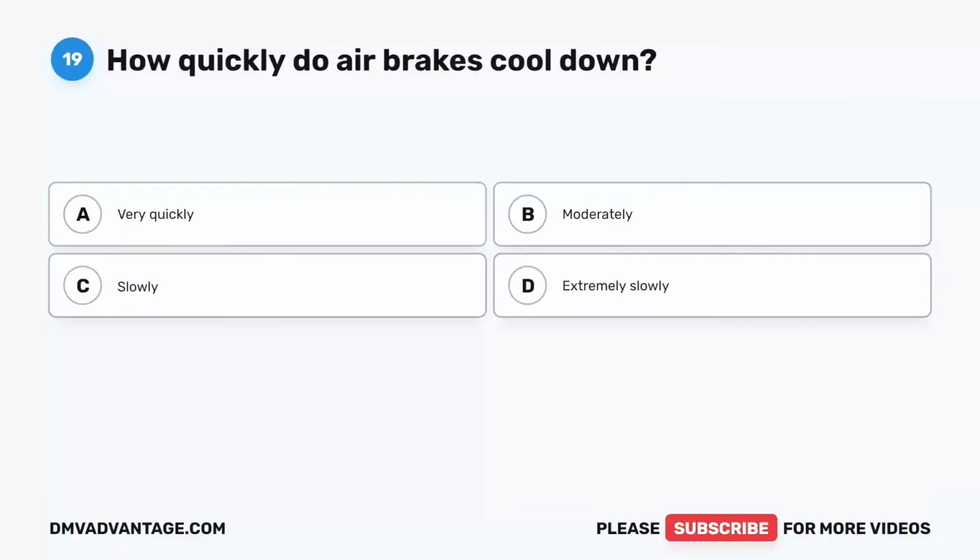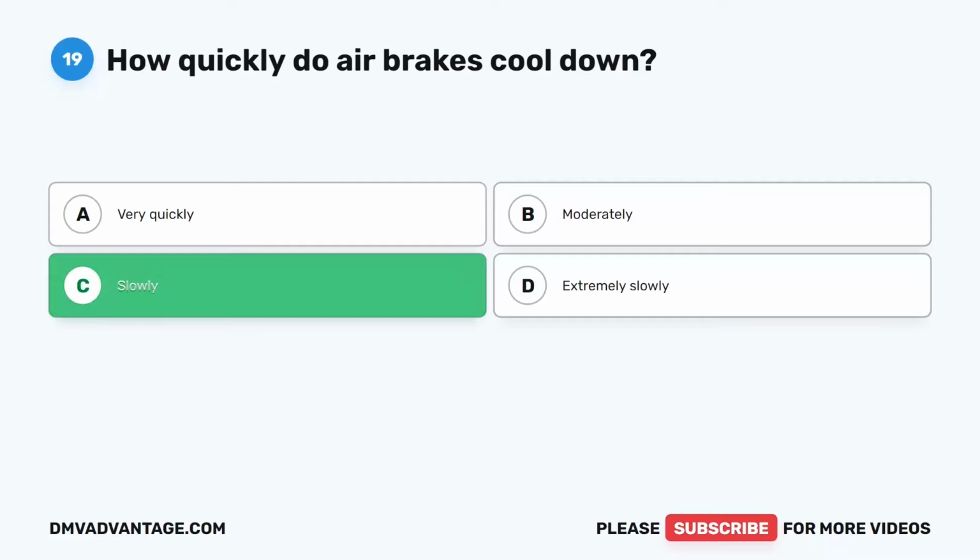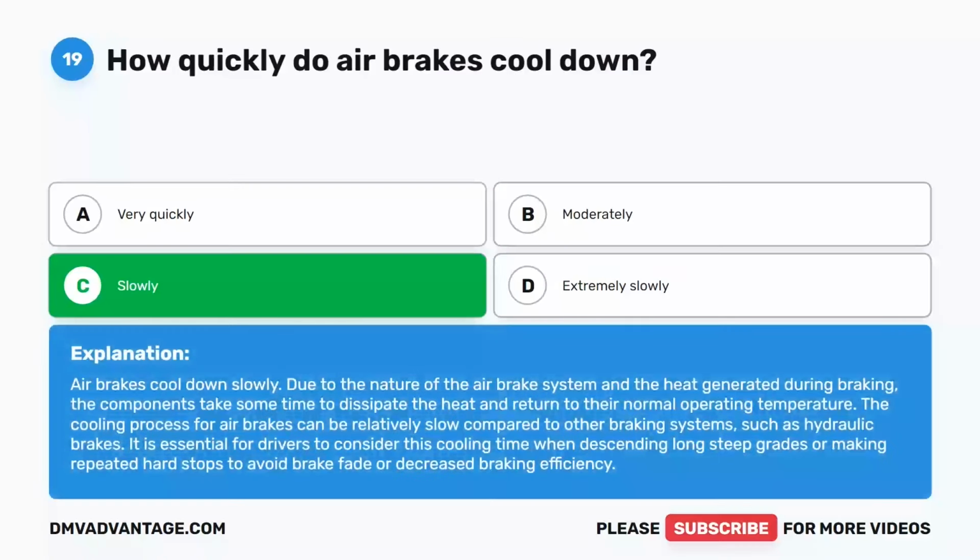Question 19. How quickly do air brakes cool down? A. Very quickly, B. Moderately, C. Slowly, D. Extremely slowly? The correct answer is C, slowly. Air brakes cool down slowly.